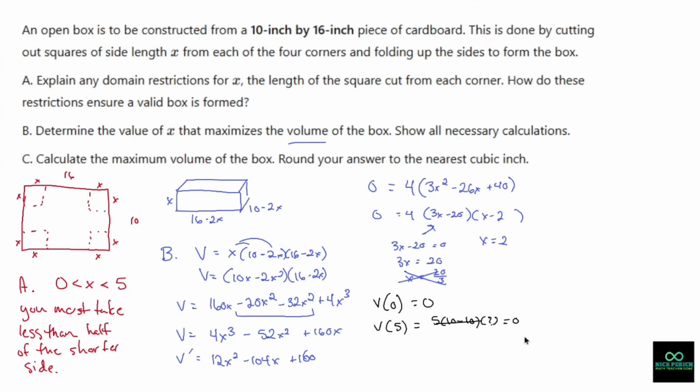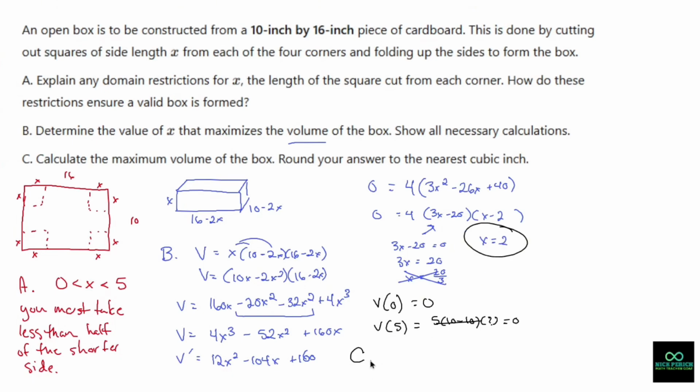And if I plug in 5 and get 0, then plugging in 4.99999999999 is also going to give me 0 or something awfully close to it. So the only one here that's going to make sense is 2. So x equals 2. And how am I supposed to answer this? Determine the value of x that maximizes the volume. So x equals 2 is going to be my guy.